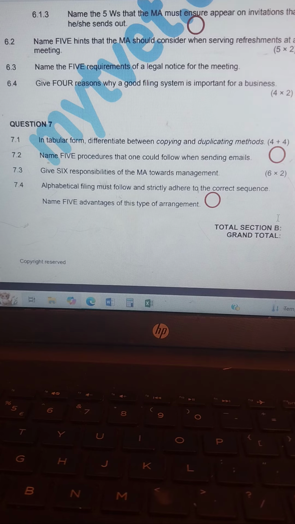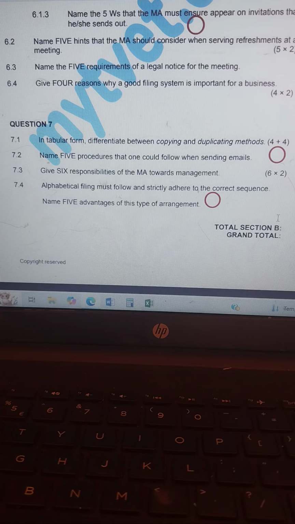Then we go to 6.4, give 4 reasons why a good filing system is important for a business. Number 1, filing means keeping documents in a safe place. Number 2, and being able to find them quickly and easily, which saves time and money.